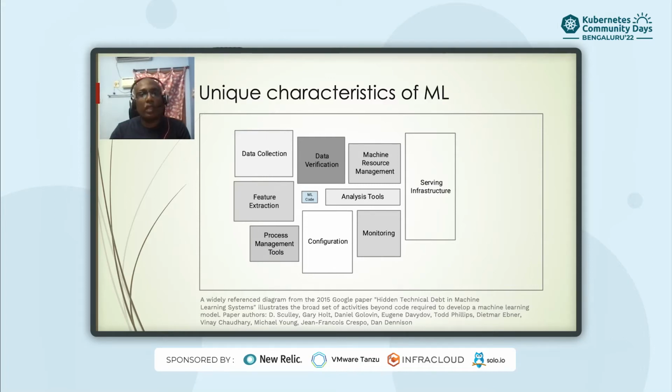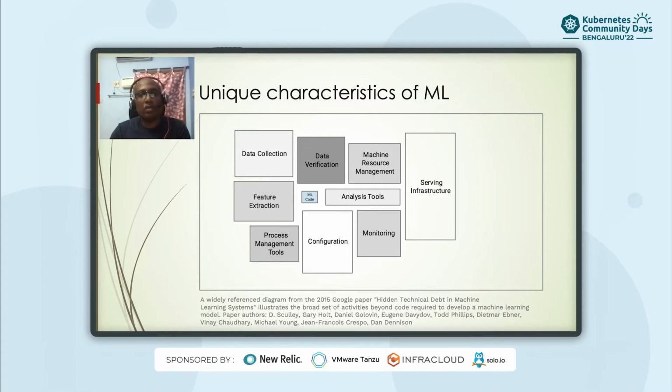So what are the unique characteristics of machine learning? This is a very famous picture, which was originally published back in 2015 in one of Google's papers. What this signifies is that in a typical machine learning application, the actual ML code which has the ML logic built into it comprises just about 5% of the entire infrastructure or the entire ML system.